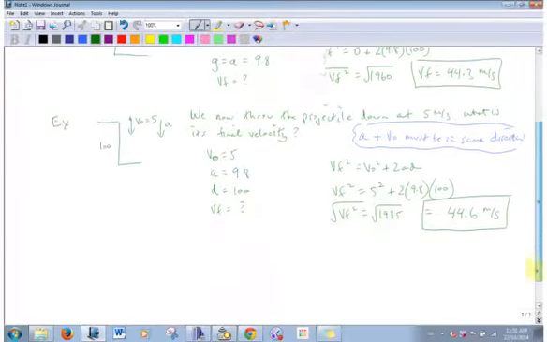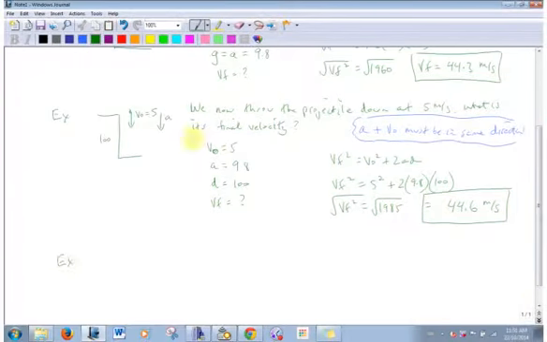Guess which way this one's going to go? Yeah, because you know what? We've seen a problem like this too, haven't we?